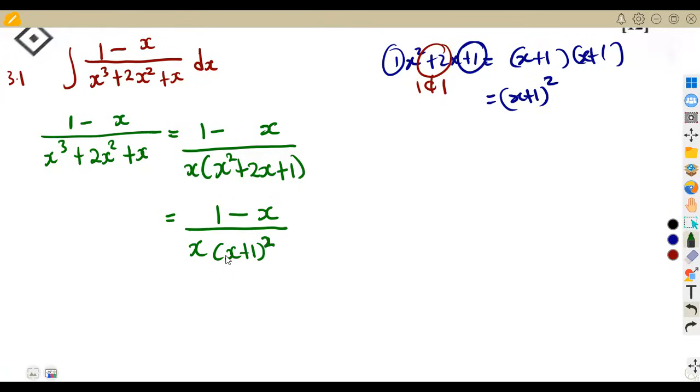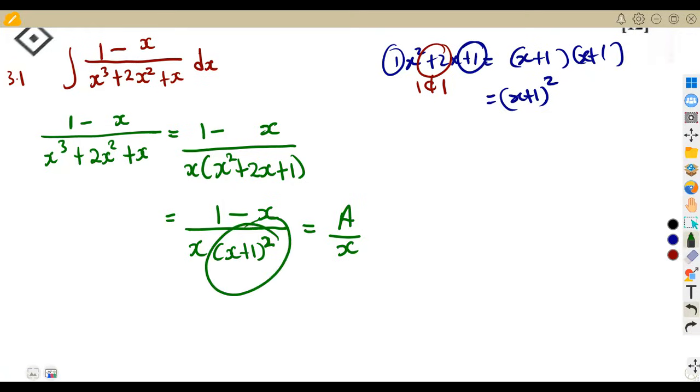This is the simpler form that we now have, and this is the one we are supposed to work with into partial fractions. At this stage, that's when we express into partial fractions. How? The first part, x, is a linear term, so it's just A over x.